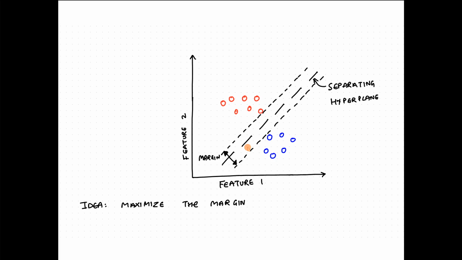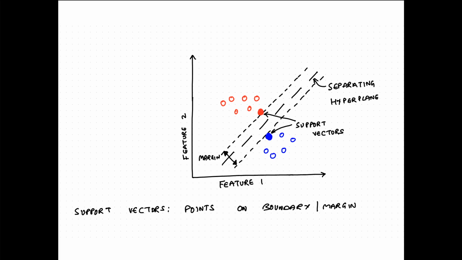Now, I would request you to think for a minute why maximizing the margin makes sense. Assuming you paused and thought about it for a minute, maximizing the margin will lead to the least amount of confusion or chances of misclassification. So that's the reason you want to maximize the margin. And the points which lie on the margin are called the support vectors. This is how the term support vector machine gets its name.